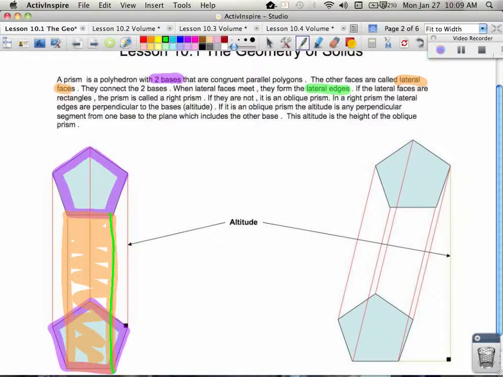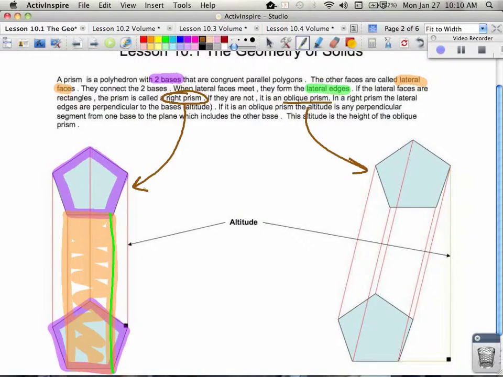And if they are rectangles, then it's called a right prism. Now, a right prism might seem to you like the normal kind of prism. It's the one that stands straight up and down. Looks like it's vertical. If they are not rectangles, but instead they are parallelograms, then you actually have something called an oblique prism. And an oblique prism is like the one that's over here. It looks like it's tilted, like the Leaning Tower of Pisa. And a right prism would be one kind of like the IDS Tower in Minneapolis, straight up and down. And that's kind of the main difference.